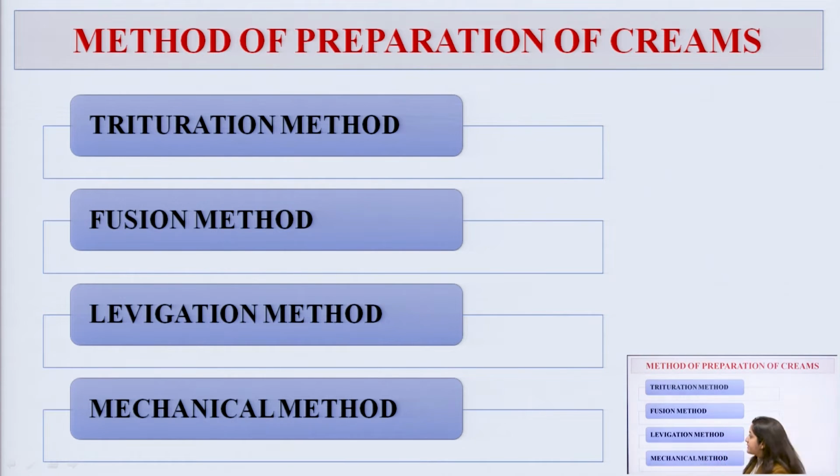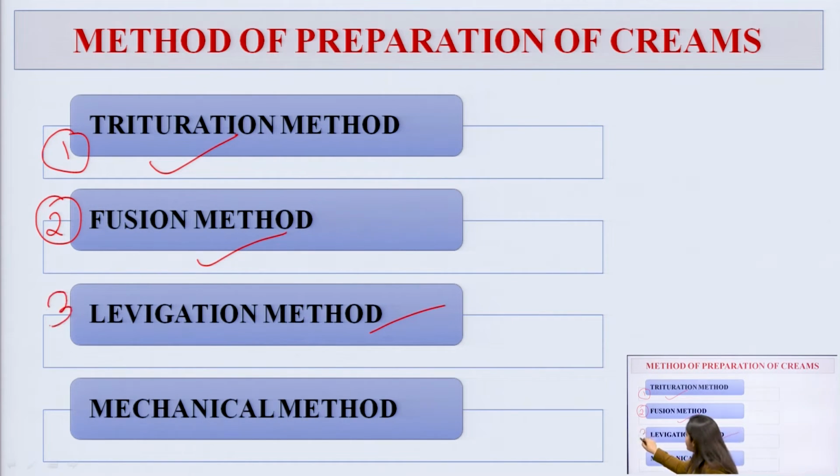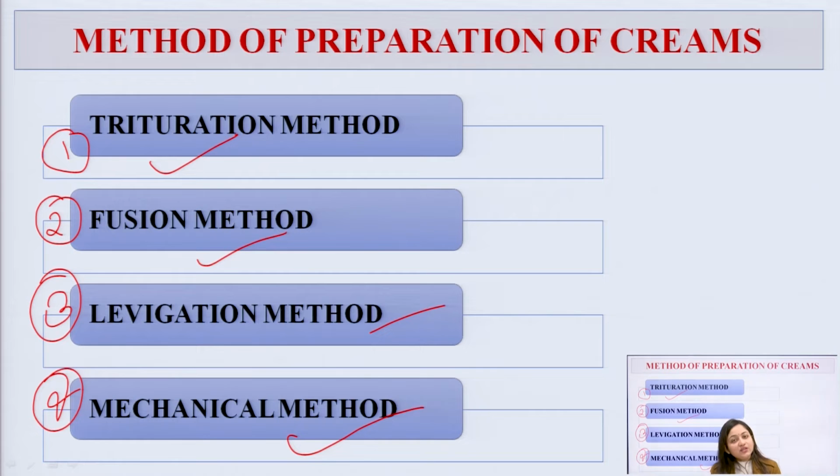The first method is the trituration method. The second method is the fusion method. The third method is the levigation method, and lastly we have the mechanical method, which is the fourth method. We are going to study each and every method in detail. Depending upon the method that we choose, and depending upon the scale, the method may vary. If we want to produce cream on a lab scale, the method may vary. If we want to produce creams on an industrial scale in bulk quantity, the method is going to vary.